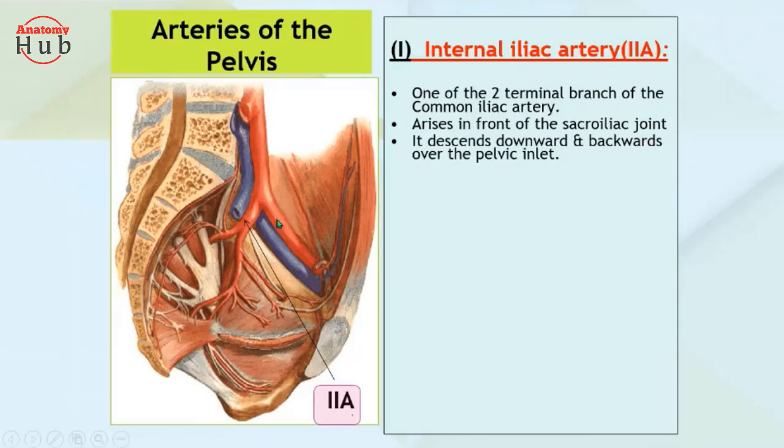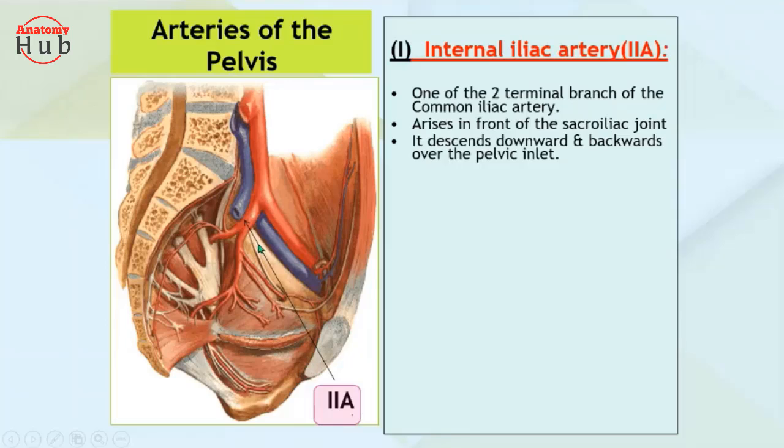So see, it descends downward and backward. No, backward means towards the posterior over the pelvic inlet. Okay, because here you'll see this line. So this line is your pelvic brim. This is your arcuate line, and this is your iliopectineal line.